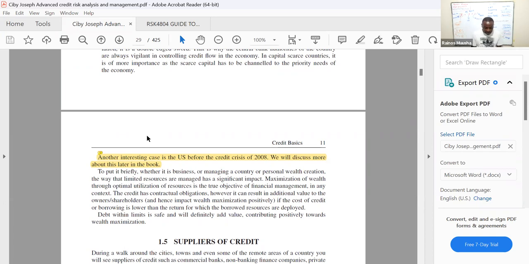However, it can result in additional value for the owners or shareholders if the cost of the credit or borrowing is lower than the return for which the borrowed resources are deployed. So debt within limits is safe and will definitely add value, contributing positively towards wealth maximization, which means credit. Yes, we do need credit mainly because with credit, you are able to use other people's money to make money, which means that you're able to achieve the goal of the firm, which is to maximize shareholders' wealth as well.